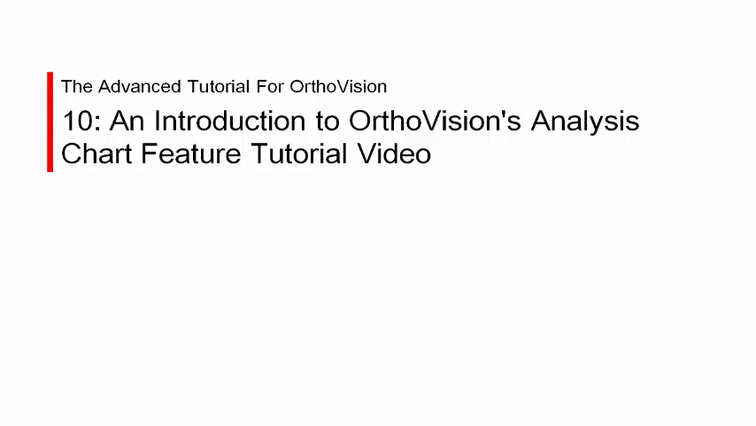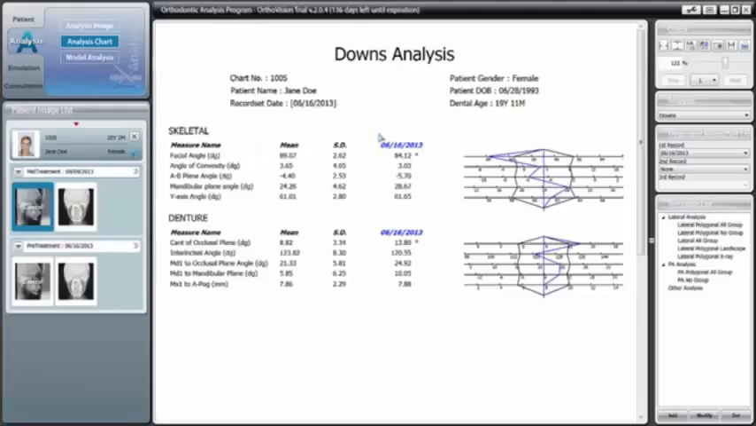This is an introduction to OrthoVision's analysis chart feature. To get to the screen, select Analysis and then Analysis Chart in the upper left menu. As you can see, OrthoVision's analysis chart shows your patient's information across the top, followed by your measurements and the date at which they were taken. The means and standard deviations of each measurement are shown directly beside your measurements.